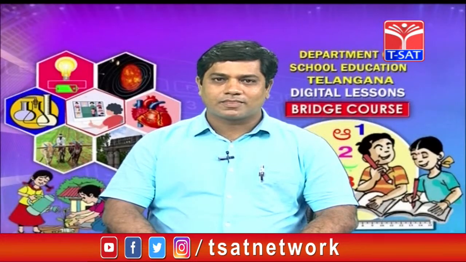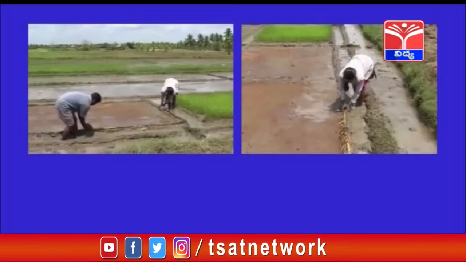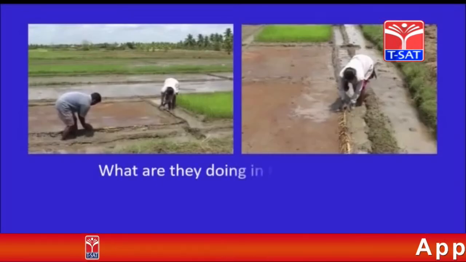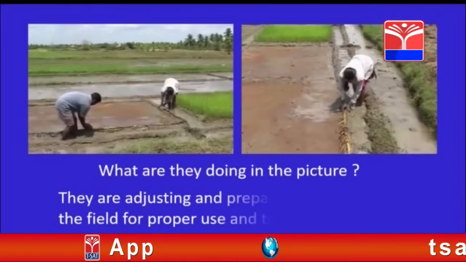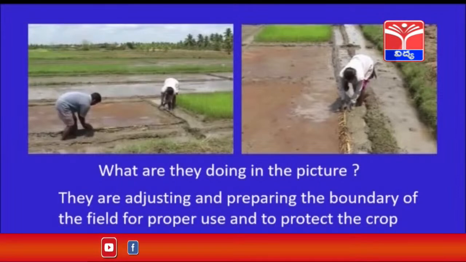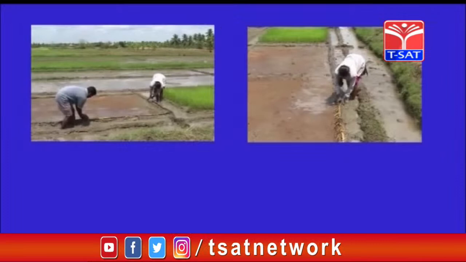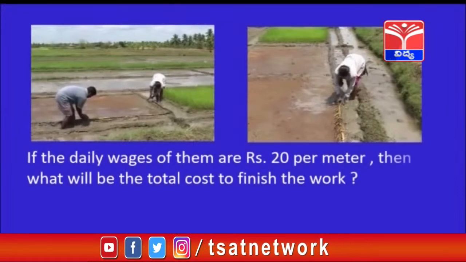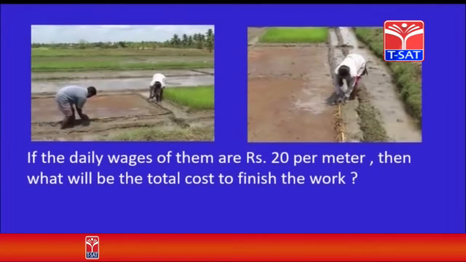Okay students, observe these pictures. What are they doing in this picture? They are preparing and adjusting the boundary of the field for proper use and to protect the crop. Have you ever seen such a field trip? Now, if their daily wage is rupees 20 per meter for preparing that boundary, then what will be the total cost to finish the work?